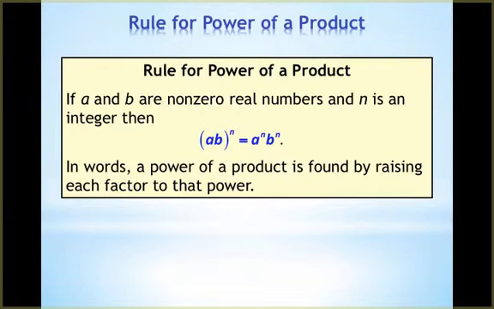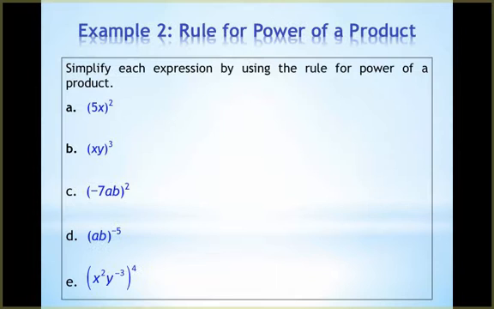Now, the rule for the power of a product. If we have a and b, and their product is being raised to the n power, what we can do is raise each one of those to the n power and multiply. So if we have a power of a product, we raise each factor to that power. So 5x squared becomes 5 squared times x squared. Everything's going to get raised to the second. But we know that 5 squared is 25, so our answer will be 25x squared.